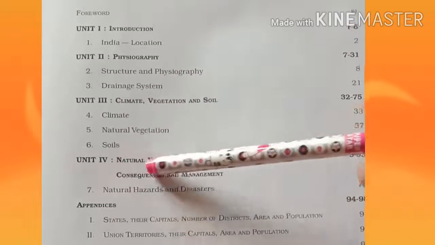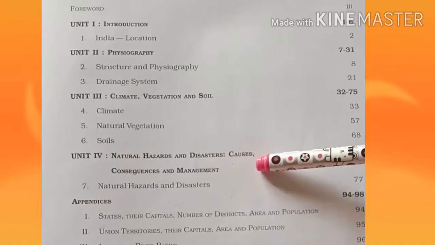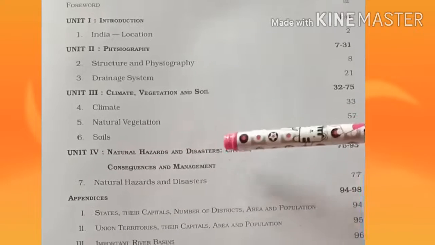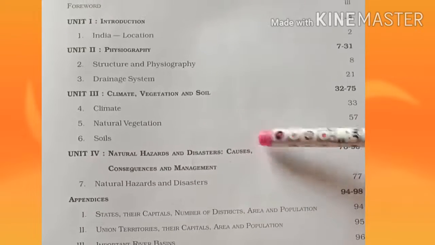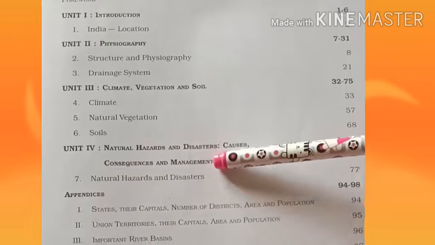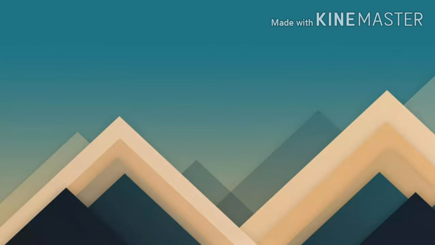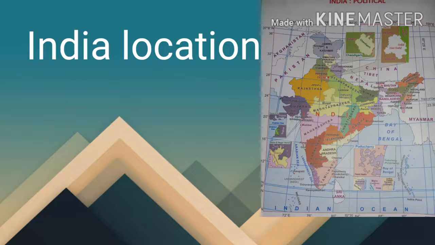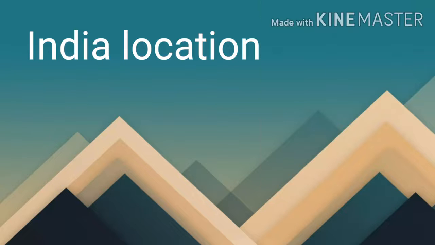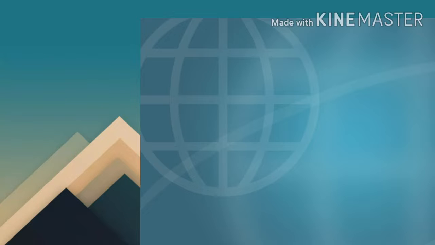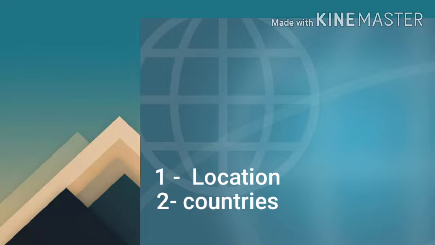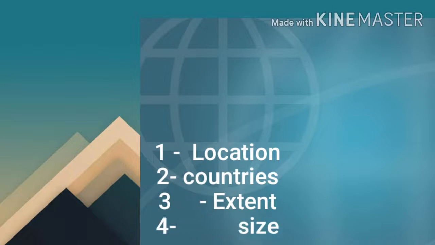The fourth unit contains a different matter: natural hazards and disasters, their causes, consequences and management. Now, let's start the chapter India Location. Here I have divided this chapter into 8 parts so that it is easy to understand.